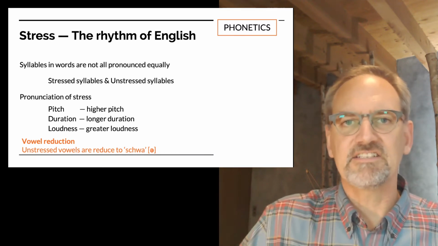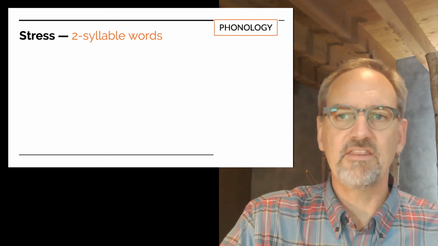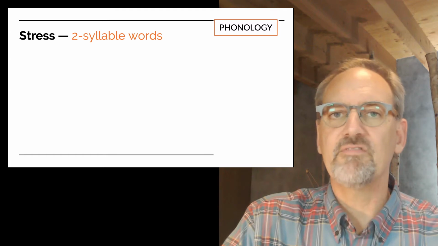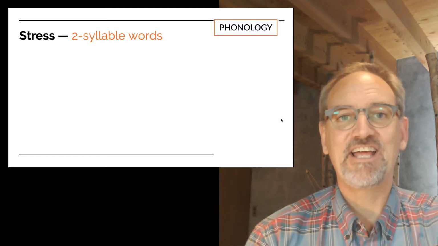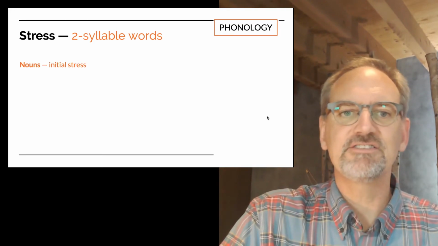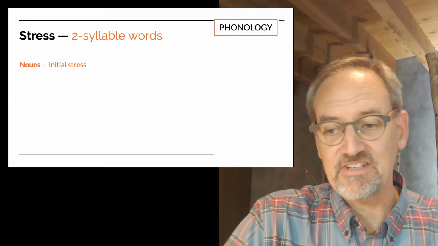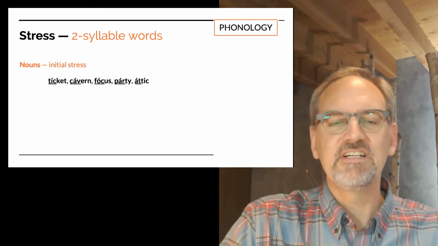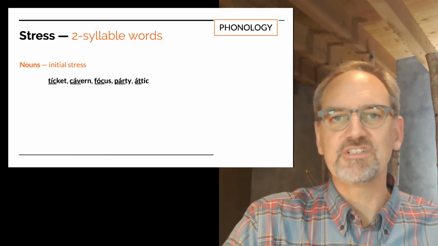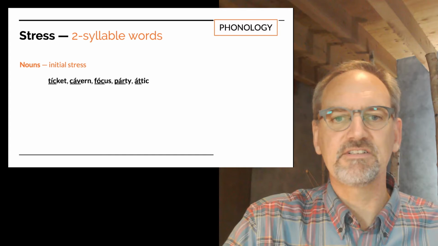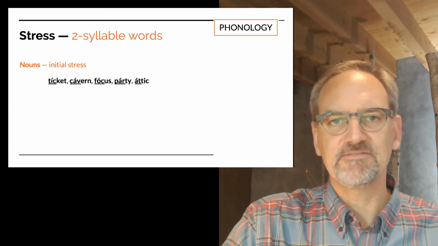But that's the phonetics of stress. We really want to look at the phonology of stress, the patterns that we see. So let's look at a number of examples. English has a number of two-syllable words that have their own stress patterns. So nouns, for example, tend to have initial stress, which is to say the first syllable in a two-syllable word tends to be the stressed syllable. Words like ticket, cavern, focus, party, attic.